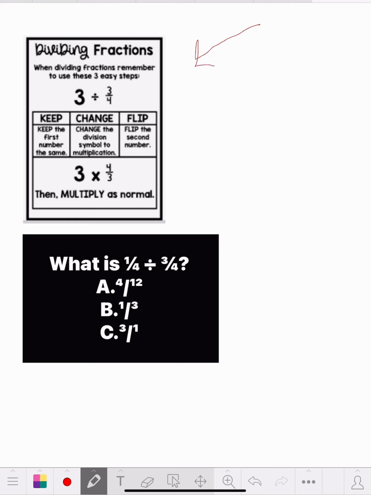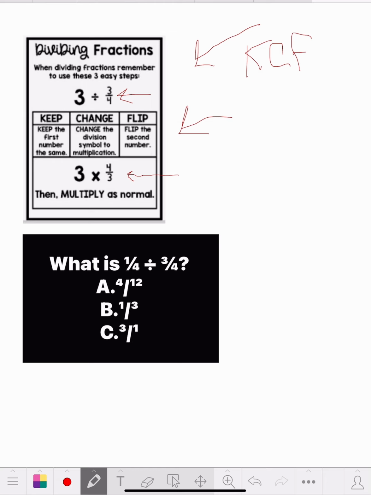I call it the KCF rule. Keep, change, flip. It's right here, okay? So it shows they start with 3 divided by 3/4, and you keep the 3, you change the sign from division to multiplication, and you flip the other one, okay? And that's all you do. See how they flipped it to 4/3 right there? They took 3/4, and they flipped it, and they made it 4/3, and that's all you have to do.